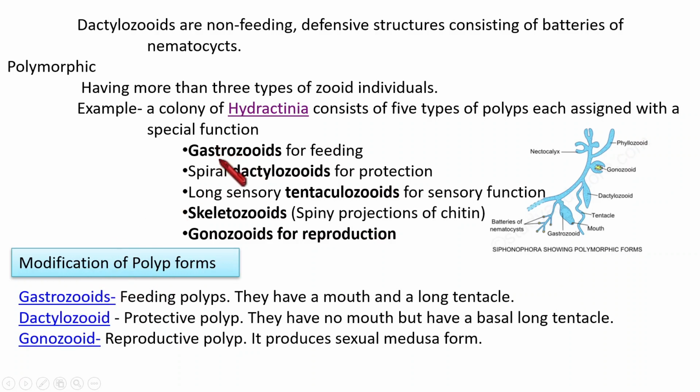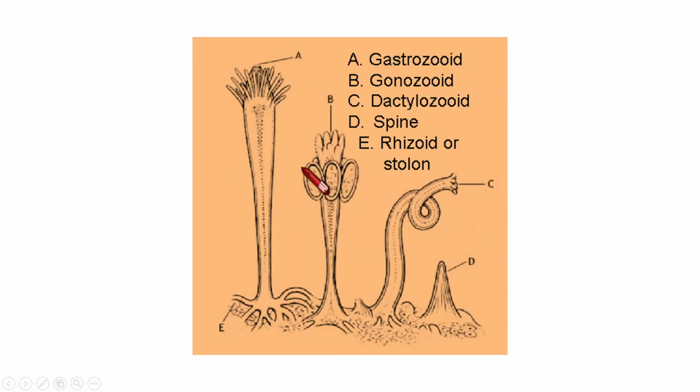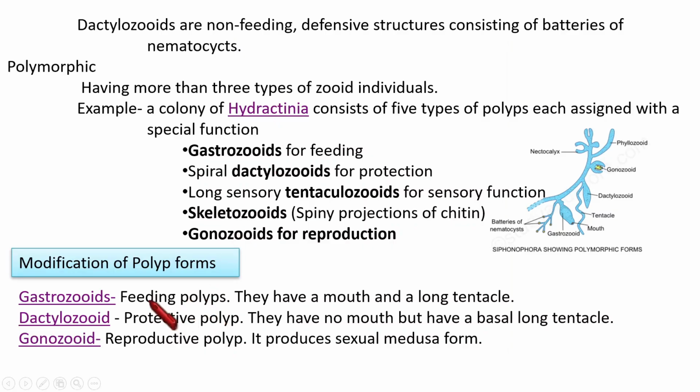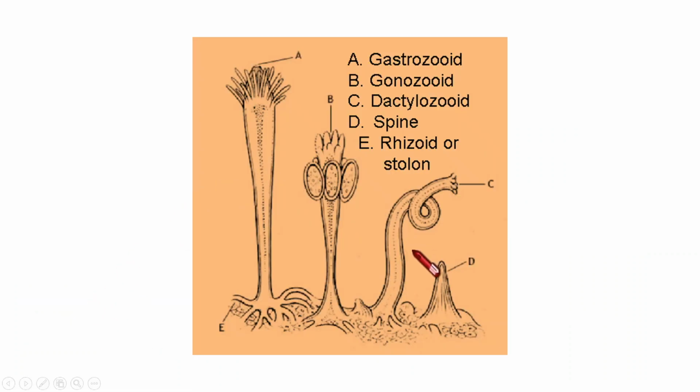Here also we have seen the gastrozooid. So gastrozooid is a modification of polyp. It is a feeding polyp, and as it is feeding, it should possess a mouth and also a long tentacle. Mouth we can see, and tentacles also we can see. Then dactylozooid, for defense, a protective polyp. As it is protective in function, it does not possess any mouth but has a basal long tentacle. This is the dactylozooid. It does not possess any mouth.